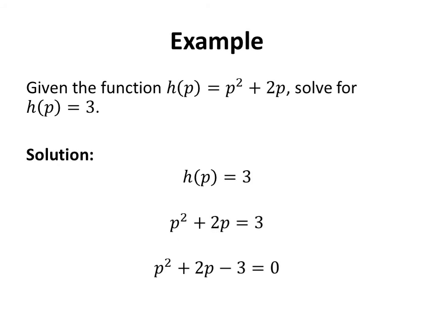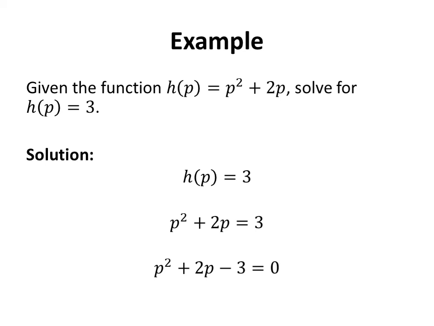In the previous example, the input values are known and we need to determine the corresponding output value for the function. Now, in this example, we are given the output value and we need to find the input values for the given function. To solve for h of p equals 3, first, substitute h of p with the original function p squared plus 2p. Then, subtract 3 from each side.